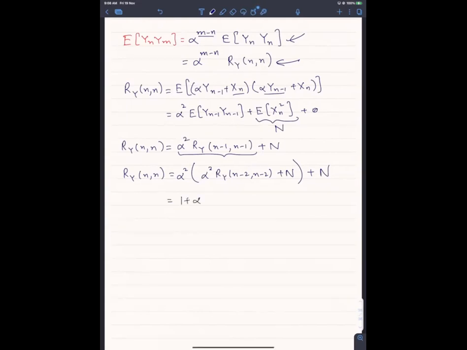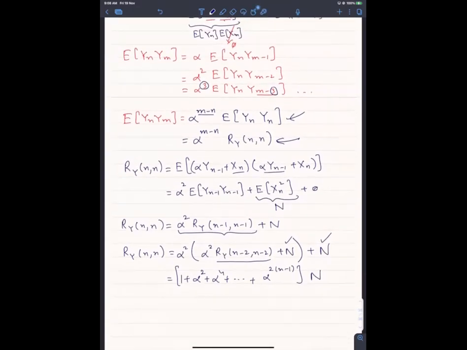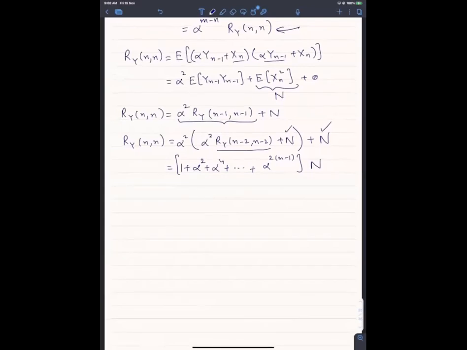Let us simplify this, so you will get 1 plus alpha square plus alpha 4 plus so on all the way up to alpha power 2n minus 1. This guy multiplied by n. So many n's will accumulate. This n is multiplied with 1, this n goes with alpha square, another n will come with alpha 4, and so on and so forth until you reach the variance of Y_n, which would be another n. Okay?